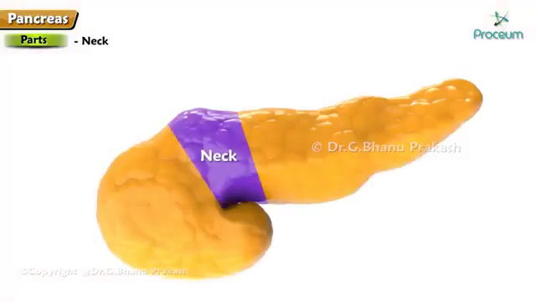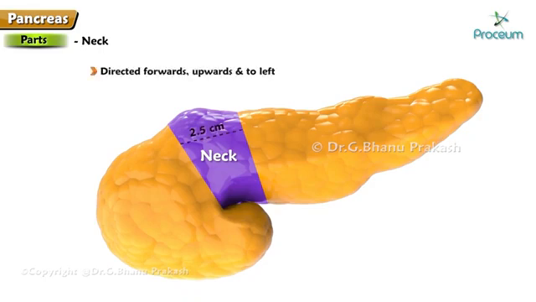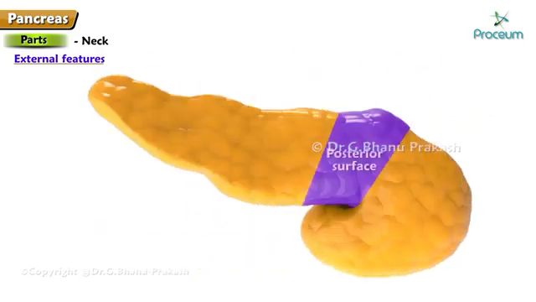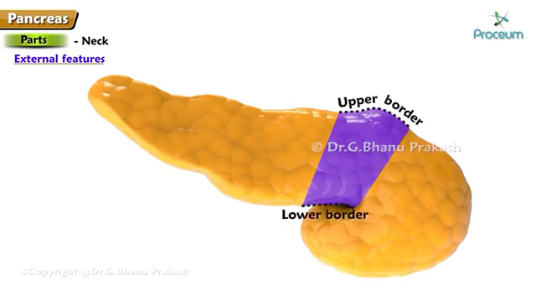Neck of the pancreas. It is a slightly constricted part of the gland between the head and body. It is 2.5 centimeters long and is directed forwards, upwards, and to the left. External features. Neck of pancreas has 2 surfaces, anterior and posterior, and 2 borders, upper and lower.